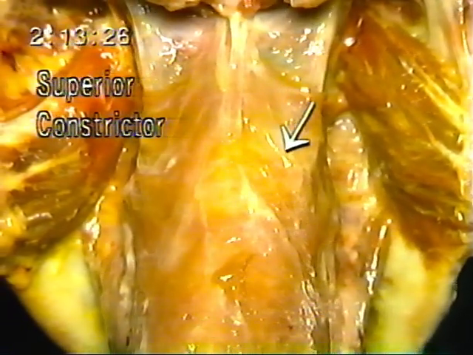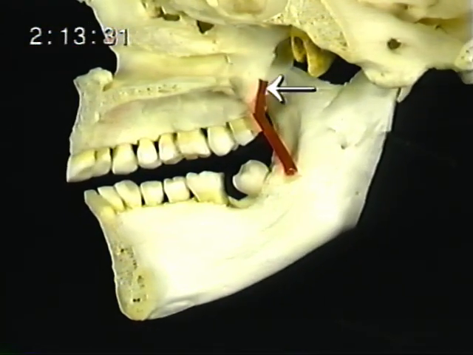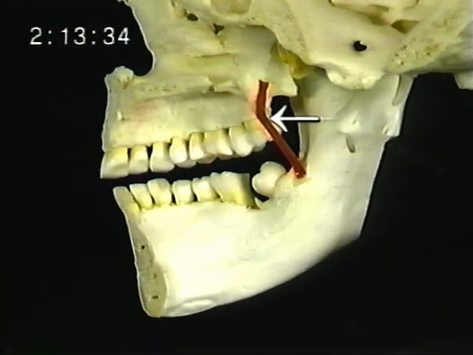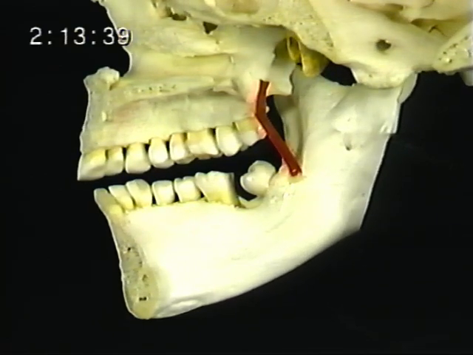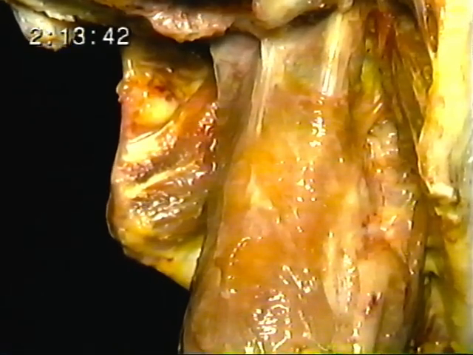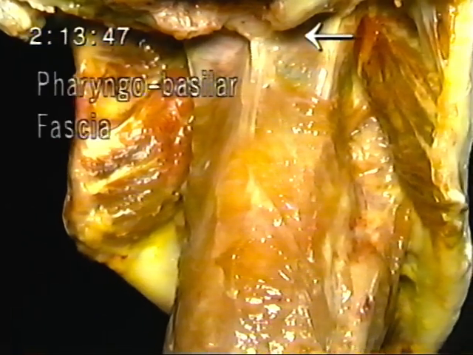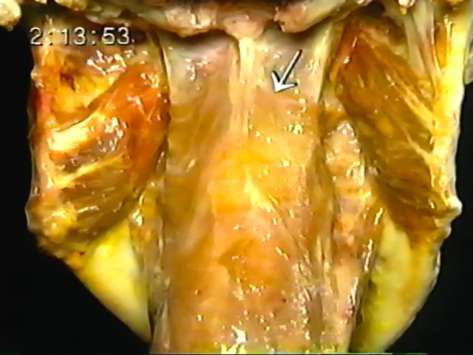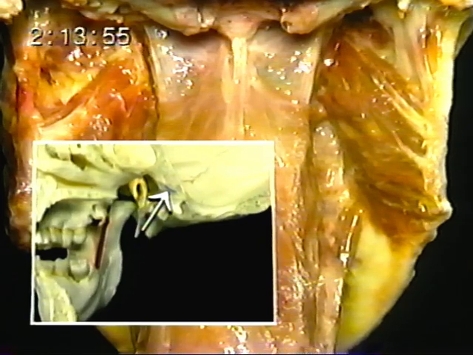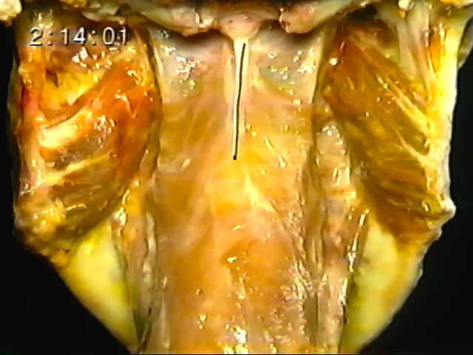The superior constrictor is very thin. Its fibers arise from the lower part of the medial pterygoid plate, the hamulus, and the pterygomandibular band, and also from the side of the tongue. The superior constrictor has a free upper border. Above this, the wall of the pharynx is formed by this layer of fascia, the pharyngobasilar fascia. The highest fibers of the superior constrictor insert on the base of the occipital bone. The remaining fibers meet in the midline with the fibers from the opposite side, extending down to here, inside the middle constrictor.